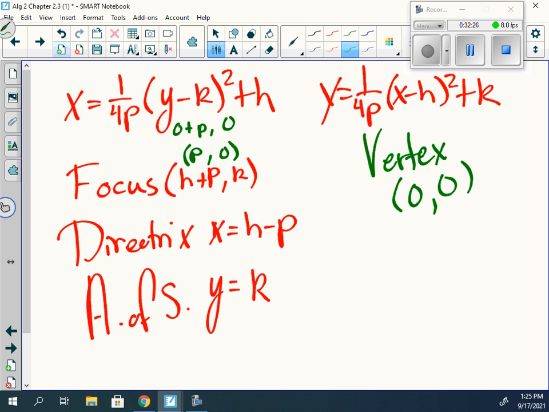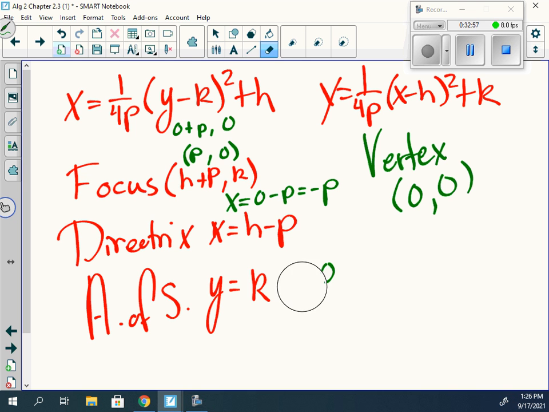Is that the same as our focus for when we have x equals? Yeah. So the directrix is x is equal to h minus p. Well, for us, that would be 0 minus p, which is just negative p. Is that what it told us? And the axis of symmetry is y is equal to k. Well, that's just y is equal to 0. Isn't that what we have over there?